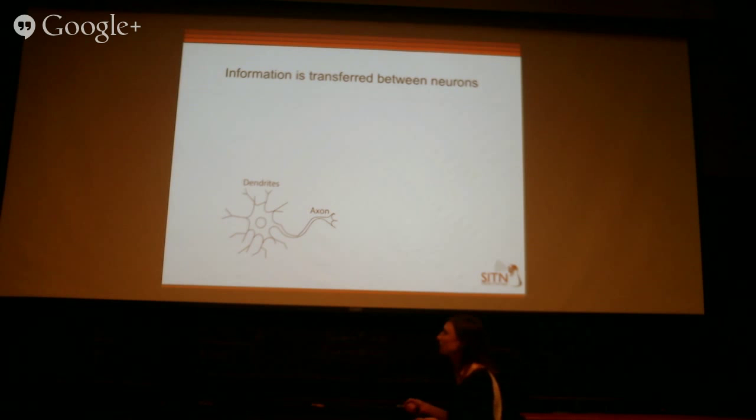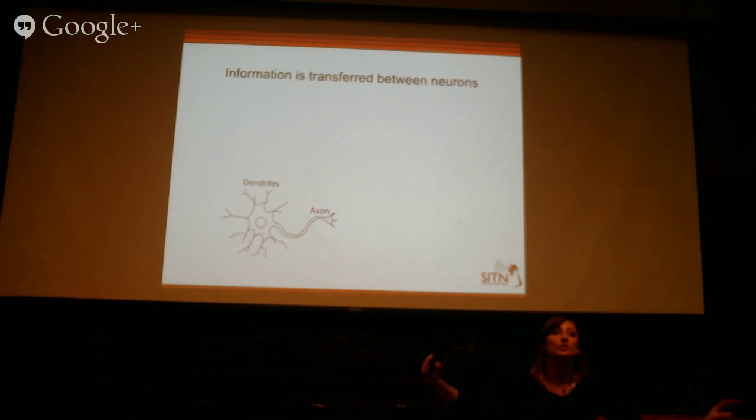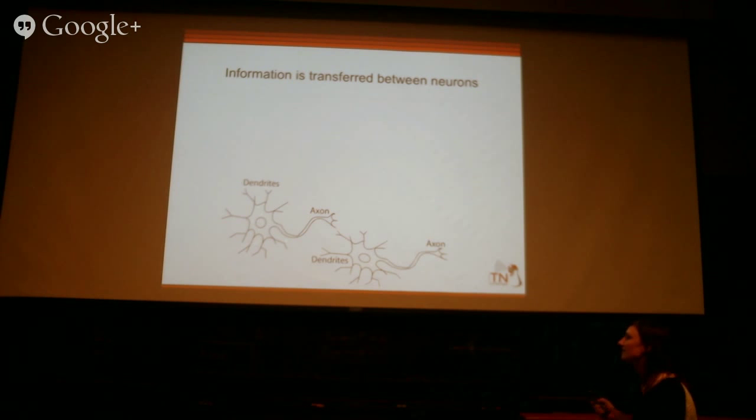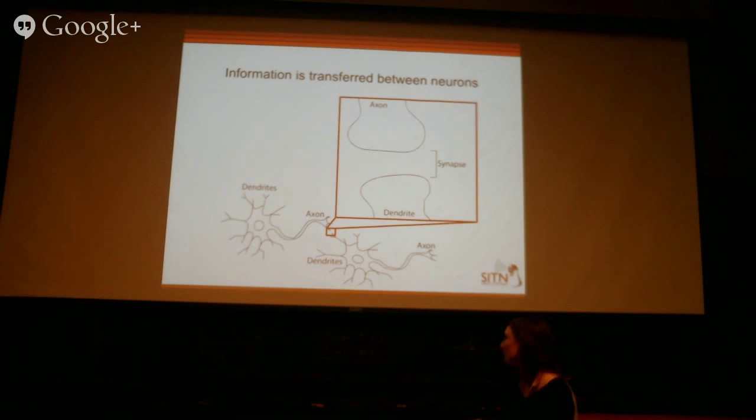Well, I talked about the structure of a cell. It has dendrites that receive information, and then an axon that sends that information down the line. Cells can be connected to a lot of cells, but here's just one cell downstream of the original neuron. There's a point where the axon of this upstream neuron will meet the dendrites of the downstream neuron. So let's zoom in on that spot.